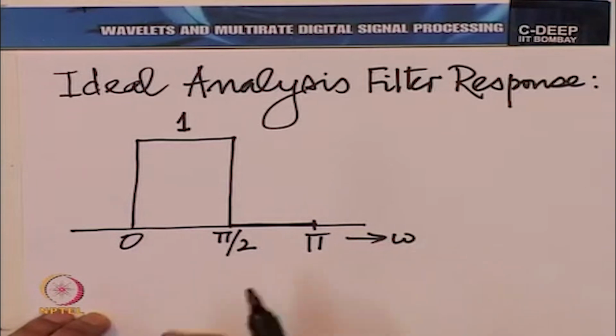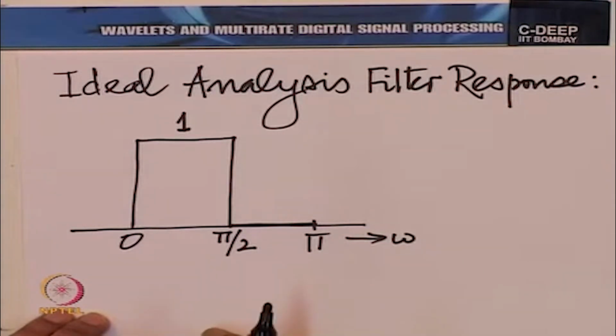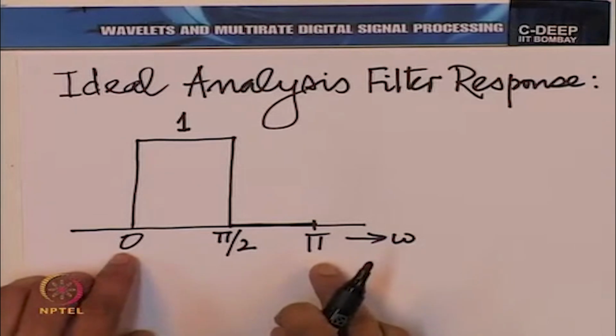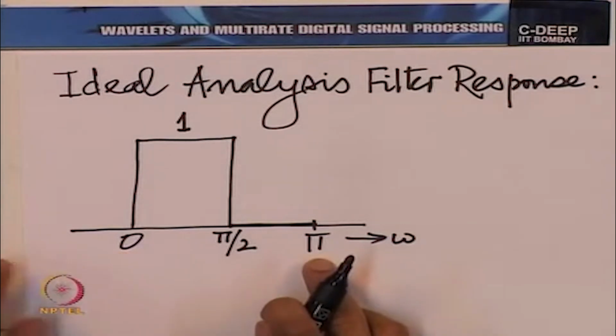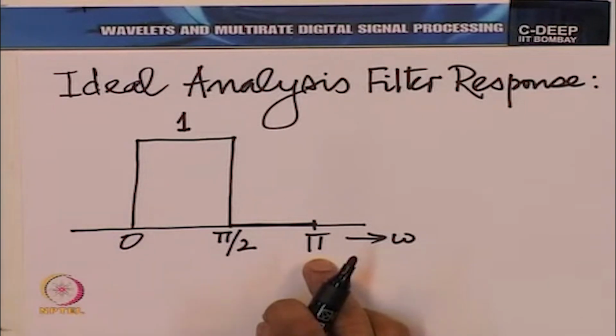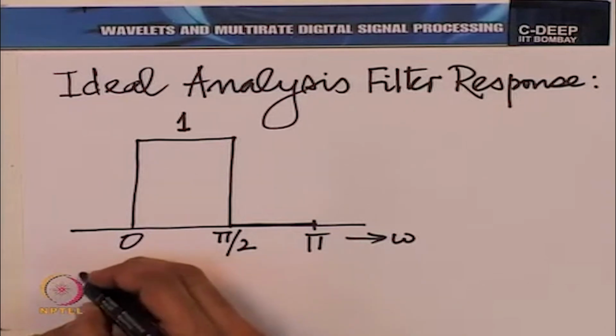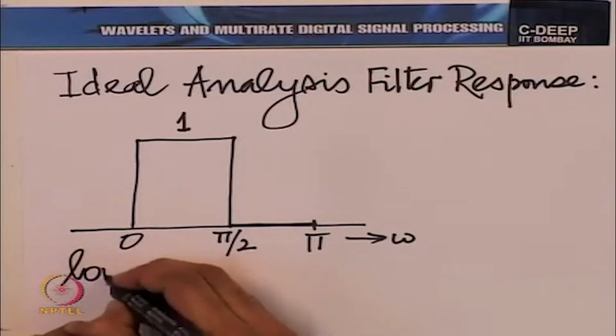pi. All this is of course, naturally from the properties of a discrete time Fourier transform or a discrete frequency response. So, I am just showing the region between 0 and pi, and what happens between minus pi and 0 and then at around every multiple of 2 pi follows naturally. So, this is the low pass filter response.